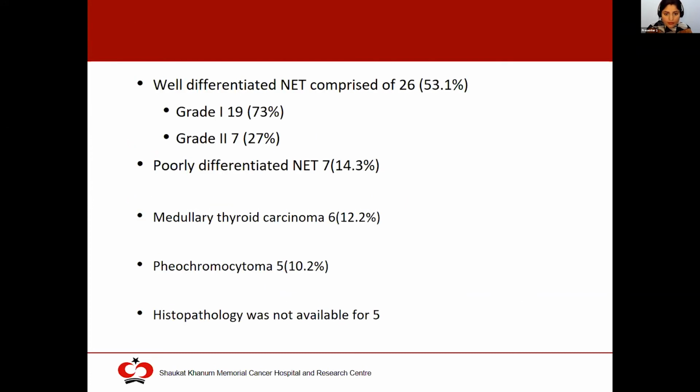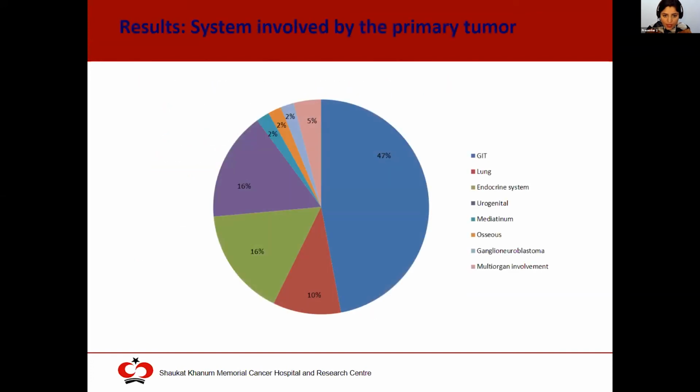On histopathology, well-differentiated neuroendocrine tumors comprised 26, grade 1, 19, and grade 2, 7. Poorly differentiated neuroendocrine tumors were 7, medullary thyroid carcinoma 6, pheochromocytoma 5. Histopathology was not available for 5 patients. The most common system involved by the primary tumor site was GIT at 47%, followed by endocrine system and urogenital system at 16%, 10% were lung, 5% multi-organ involvement, and 3 systems involved 2%.